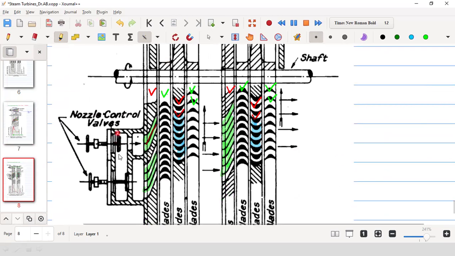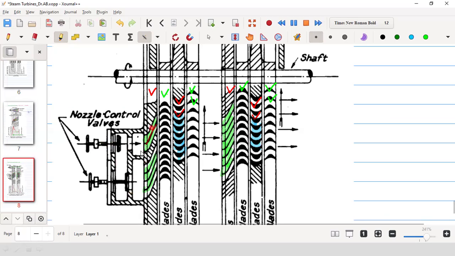Now there will be different arrangements for governing. Governing means control of speed. To control the speed, you need to control the flow rate of steam, because the speed depends on the amount of flow. If we can control the mass flow rate, then that will control the speed of the turbine. So different arrangements are there to control the flow rate of steam.